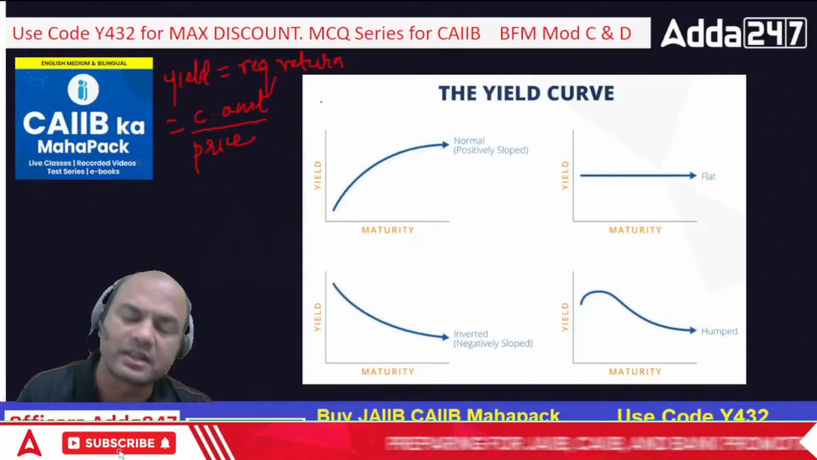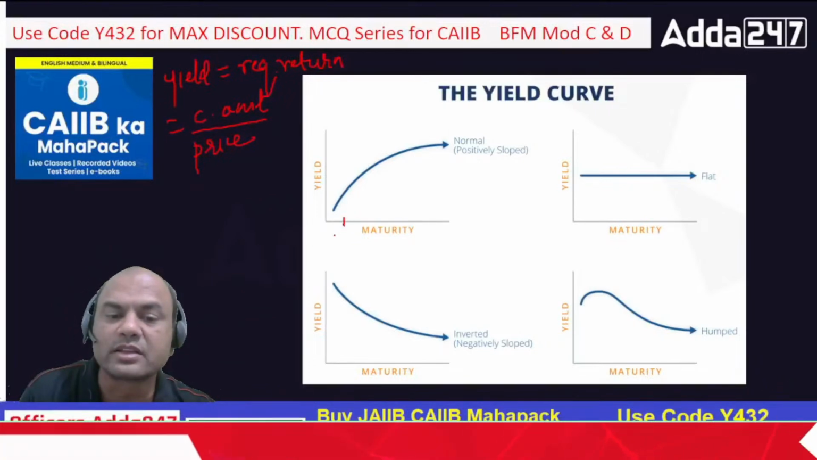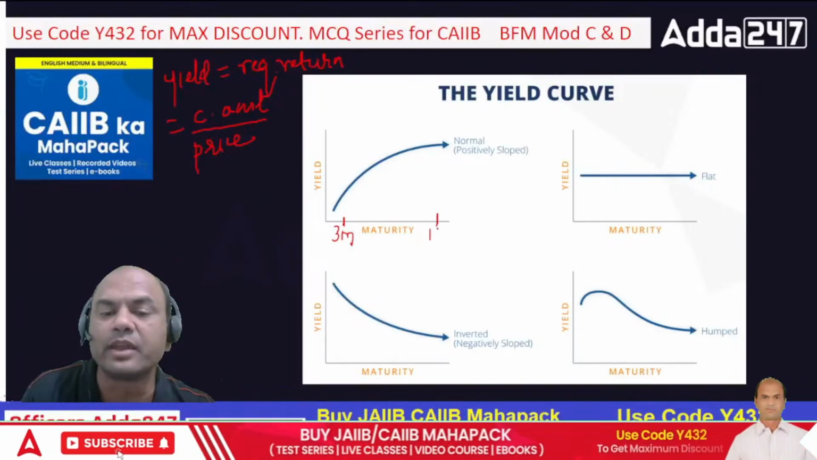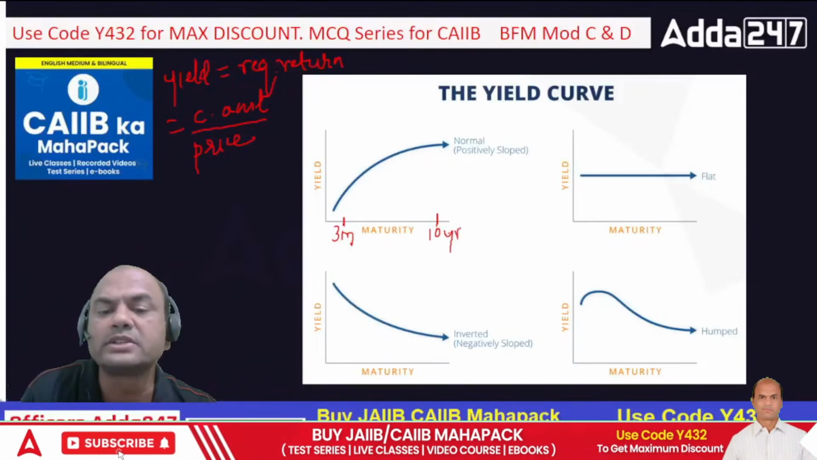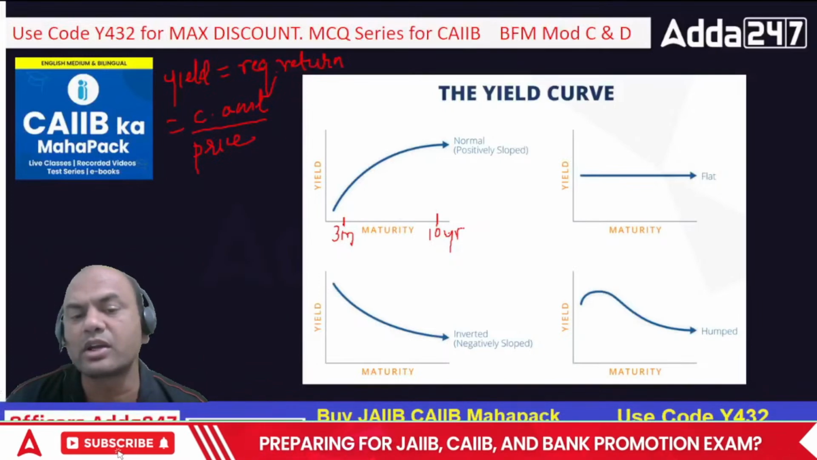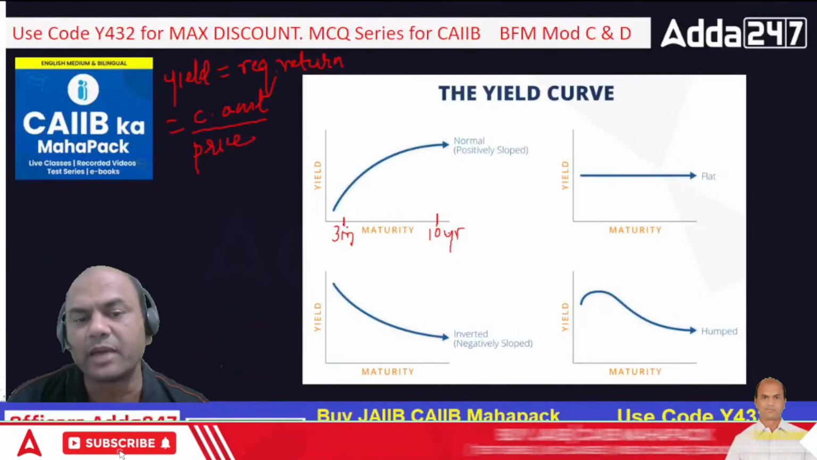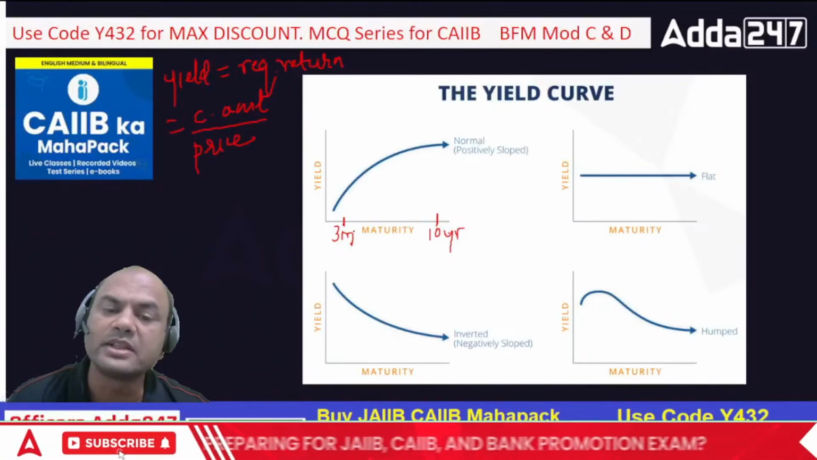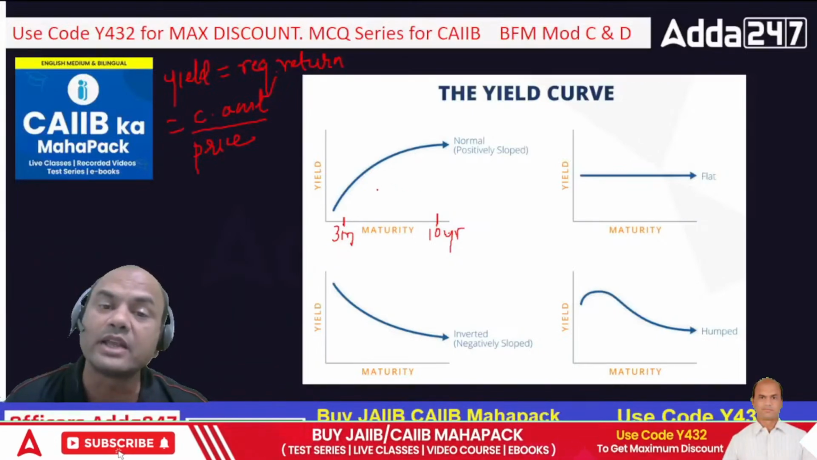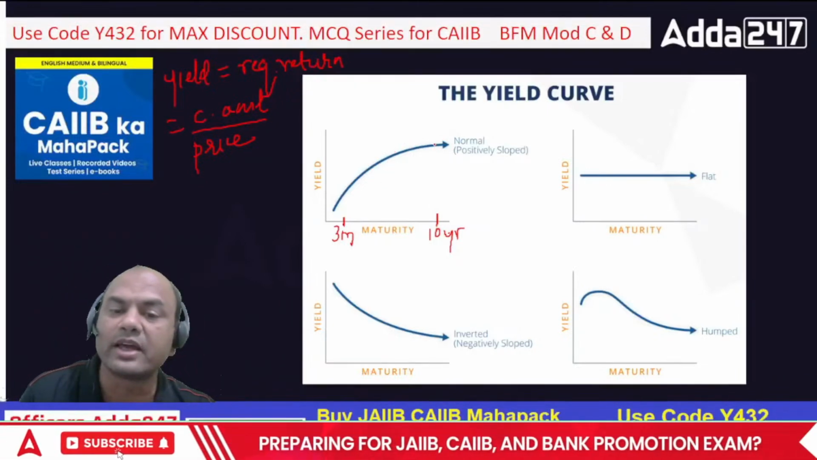Now what do you mean by this? Keep the logic very simple. Suppose I am investing for, let's say, 3 months in an FD, or I am investing for, let's say, 10 years in an FD. Which FD will have a higher rate of interest? What do you say, 3 months or 10 years? You tell me, type in the comment section. Which one should I expect a higher rate of interest from? Right, 10 years will have a higher rate of interest.